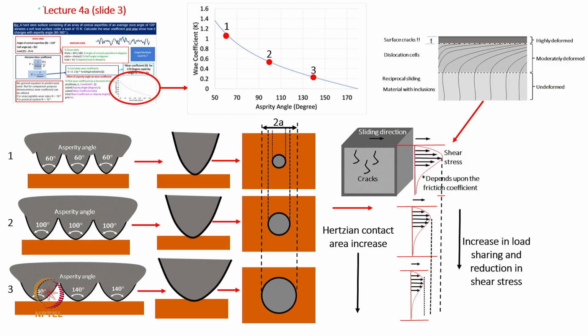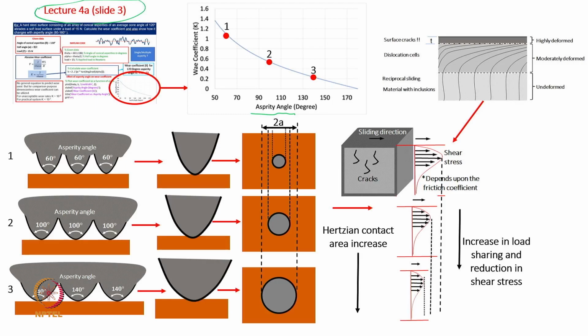Just to elaborate whatever I mentioned, I am again picking up the slides from a previous lecture. Lecture 4A, slide 3, was where we tried to show that if the cone angle, or we say asperity angle, is increasing in size, then the wear rate is continuously decreasing. That was the initial curve of running-in behavior, to demonstrate the running-in behavior.